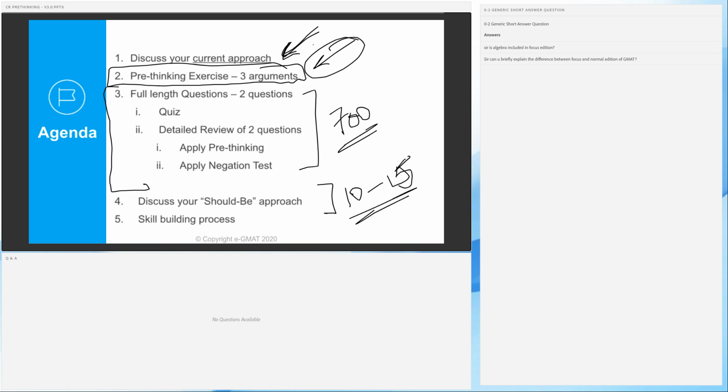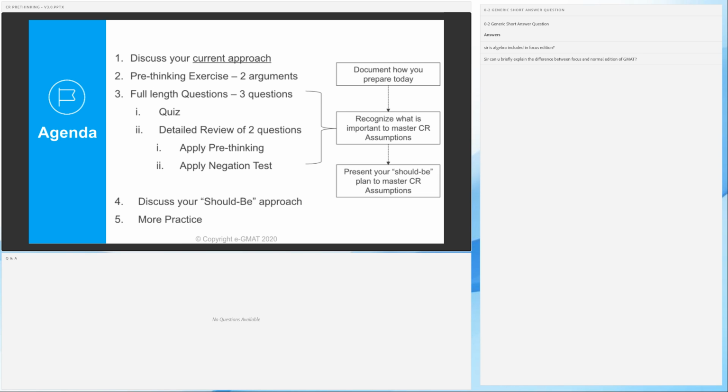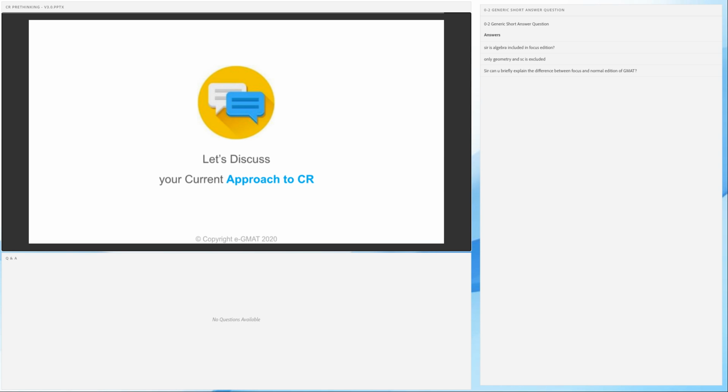If you're an e-GMAT student, we're going to talk about the role of each of the learning activities in the e-GMAT course and how they help you build these skills. And we're going to translate those metrics into the metrics on these learning activities. To summarize, we're going to document how you're preparing, look at why pre-thinking is important, and then talk about the next steps. Okay.